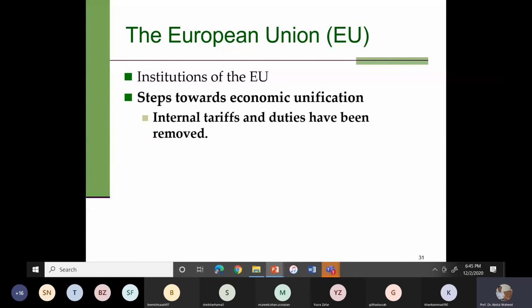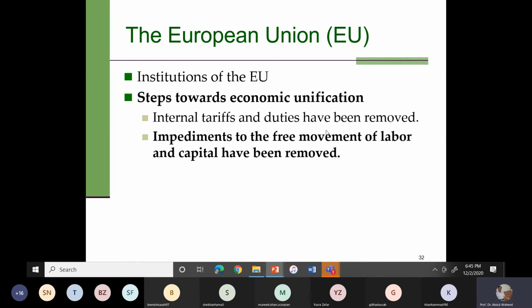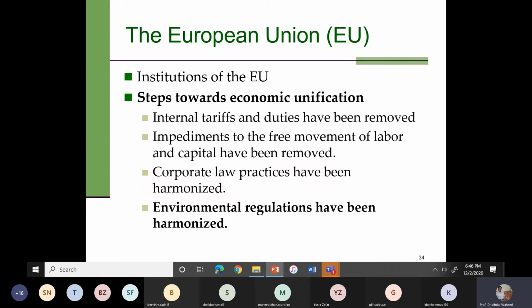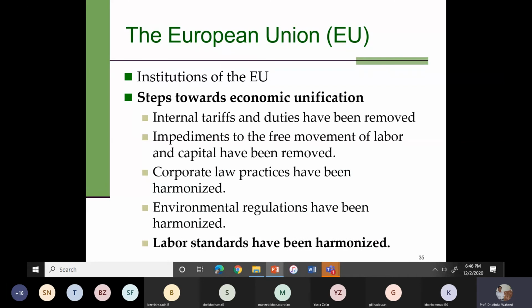So they have taken steps towards economic unification: internal tariffs and duties were removed, which we discussed, and impediments to the free movement of labor and capital have been removed. So within European Union countries, labor and capital can move easily. Corporate law practices have been harmonized, environmental regulations have been harmonized, and labor standards have been harmonized.